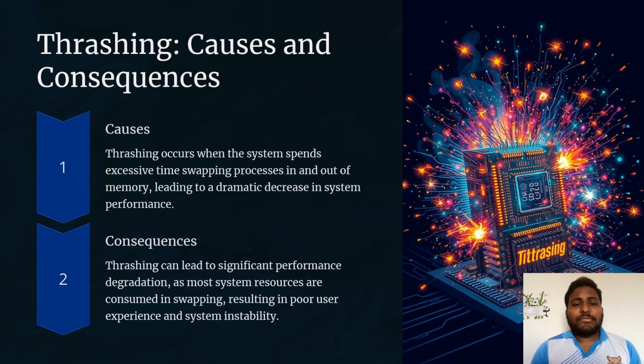Thrashing occurs when the system spends excessive time swapping processes in and out of the memory, leading to a dramatic decrease in system performance. It means, as I said, moving in a circular pattern through processes A, B, C, D, or opening tabs, makes the system degrade.